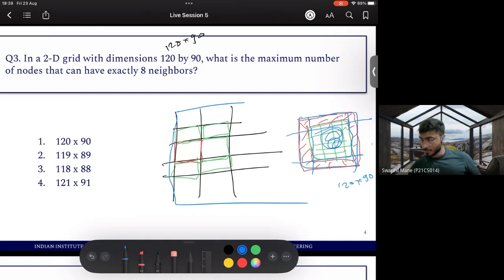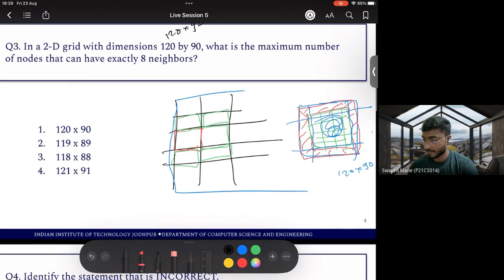So what is the correct answer here? Let's take 120 minus 2, into 90 minus 2. So 120 minus 2, how much will you get? 118 into 88. So the correct answer is the third one.